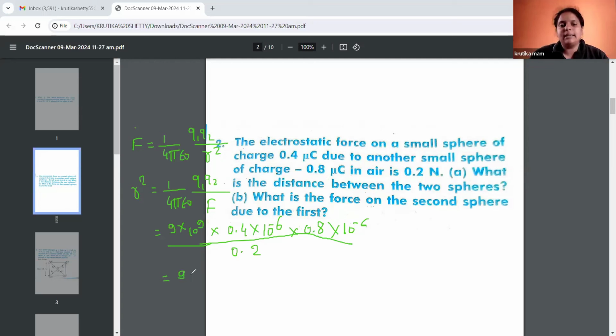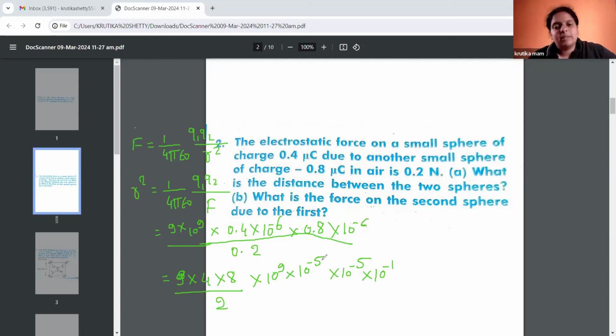So if decimals are difficult for you, do it this way: 9 into 4 into 8, divided by 2, and into 10 raised to 9. Here divided by 10 will come, divided by 10 will come, and 10 raised to minus 6, 10 raised to minus 6. So this will be 10 raised to minus 5, and here also it is 10 raised to minus 5, and divided by 10 raised to 1. So taking it up, it becomes 10 raised to minus 1.